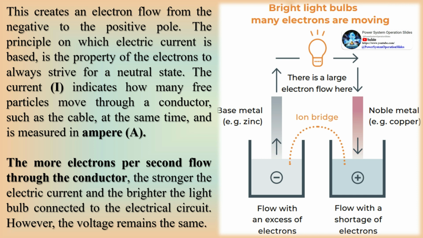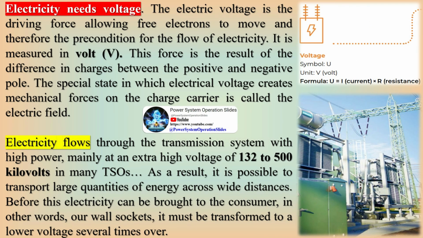Power flow is most easily explained using the example of a battery. Electrochemical processes in the battery separate the charges: the negatively charged electrons congregate at the negative pole, while on the other side, the positive pole, only positively charged particles are found. This creates an electron flow from the negative to the positive pole. The principle on which electric current is based is the property of the electrons to always strive for a neutral state. The current I indicates how many free particles move through a conductor, such as the cable, at the same time, and is measured in ampere.